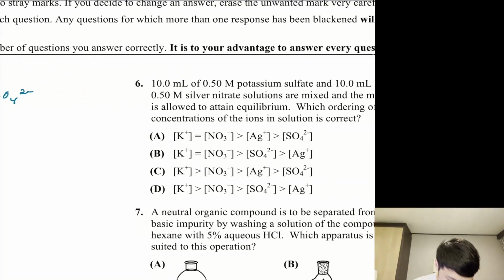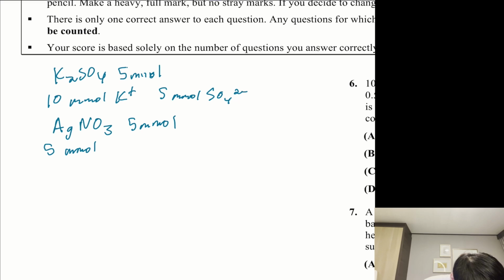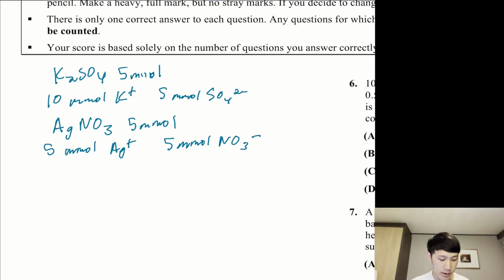Now let's look at the other species. It's silver nitrate, and I believe also 10 mL. So again, this is silver nitrate. Our 10 mL times 0.5 molar is going to give us 5 millimoles. And this is 5 millimoles Ag+ and 5 millimoles NO3-. Now, what we have to consider is that when we mix these ions in solution, silver sulfate is actually going to precipitate out.